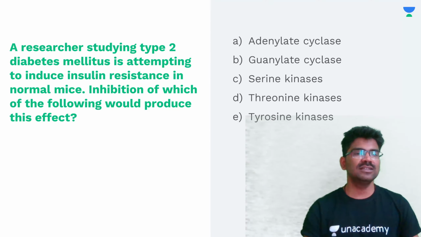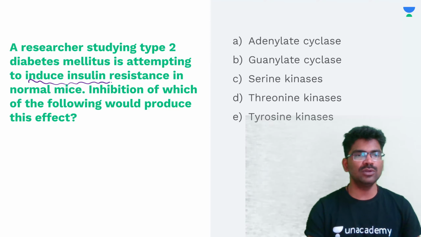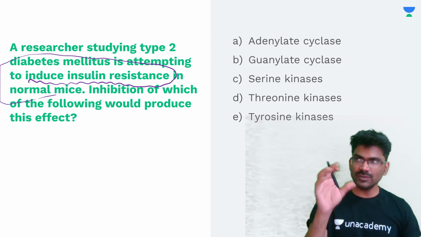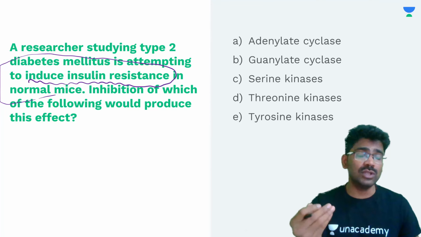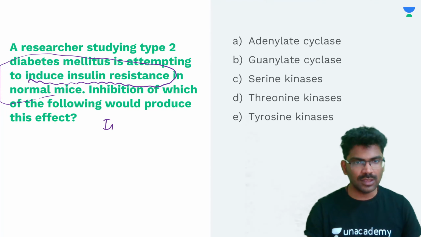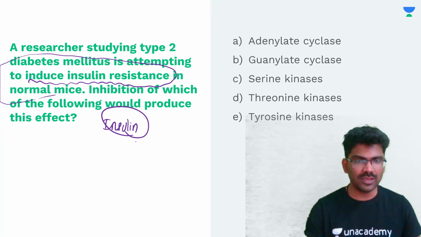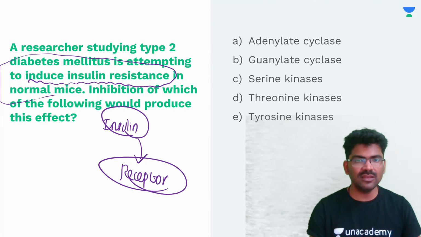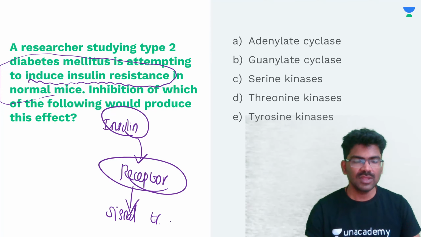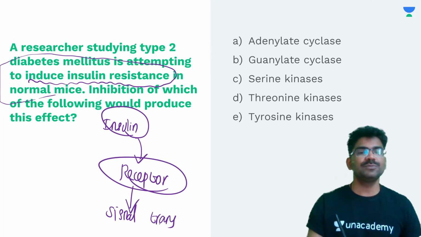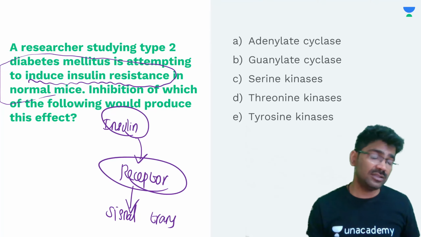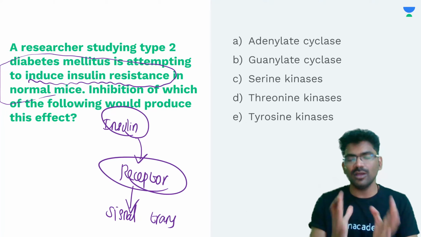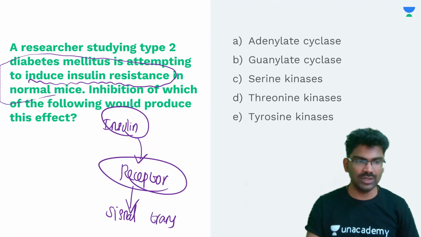So some researcher is trying to induce insulin resistance. So what is the meaning of insulin resistance? You have insulin, but you are not getting the effect of insulin. So that means insulin is there. After that, what happens? It has to bind to the receptor, then there should be signal transduction. So insulin resistance means insulin is binding to the receptor, but after that there is no downstream effect. So there is resistance to the action of insulin.